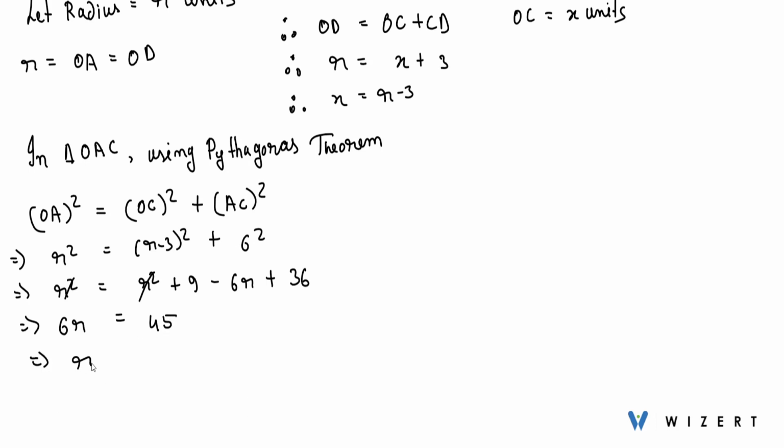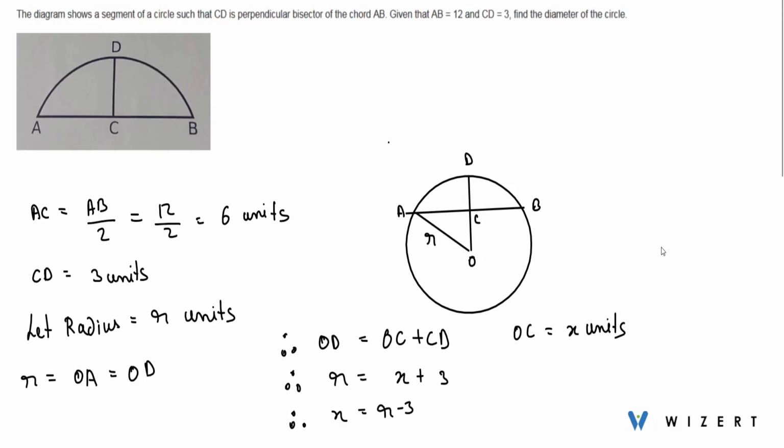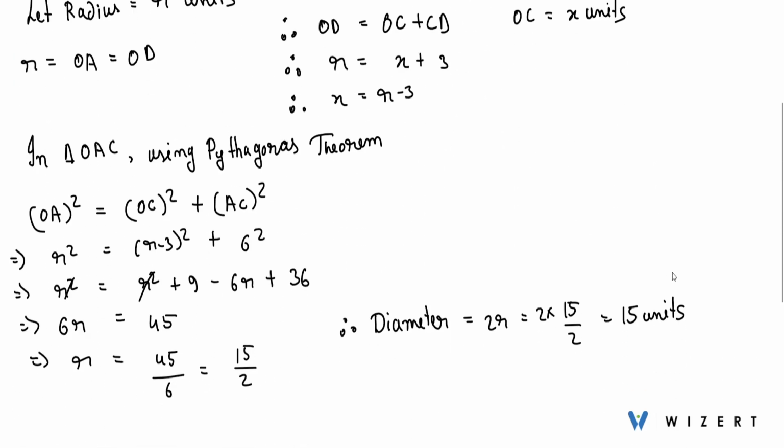Therefore divide both sides of the equality by 6. So we are going to have R equals 45 upon 6, which can be written as 15 upon 2. Now diameter of the circle will be equal to 2 times radius, 2R, which is 2 multiplied by 15 upon 2, which is equal to 15 units. So diameter will be equal to 15 units, and in the question we have been asked to find the diameter only, so this will be our final required answer.